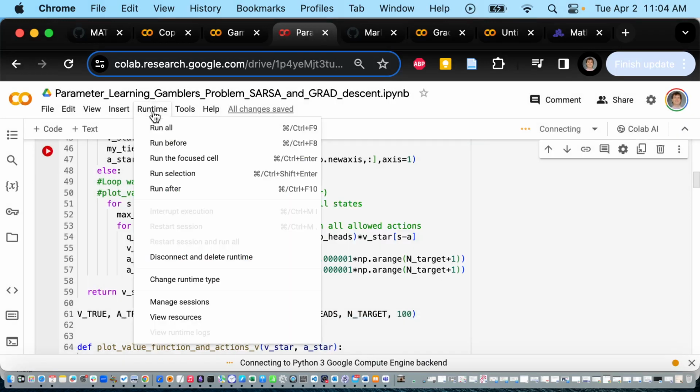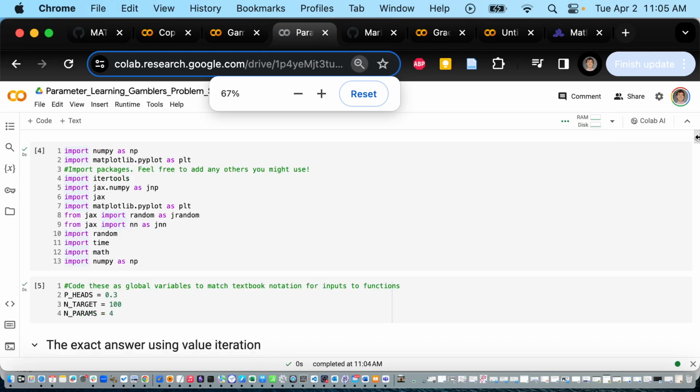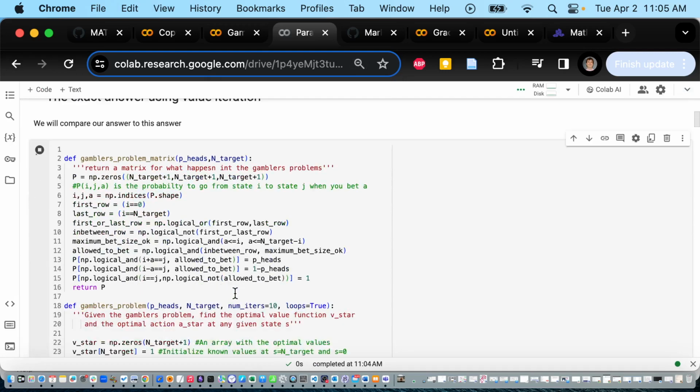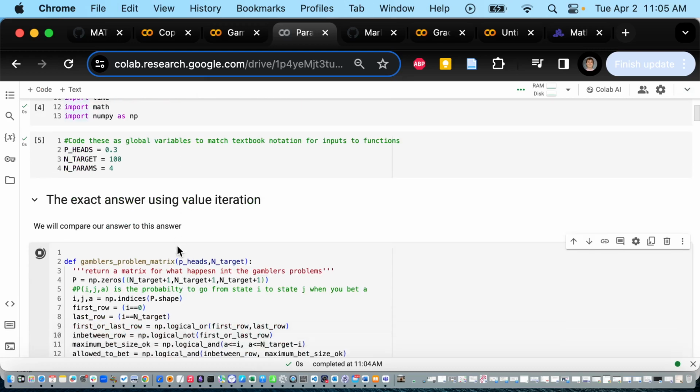Connect without GPU, sure. Okay, so what is my problem? It is everybody's favorite, or maybe you're sick of it by now, the gambler's problem. And I did it in this package called JAX, so that I can use the gradient command. The computer is automatically computing the gradients, and I'll show you why we need that.